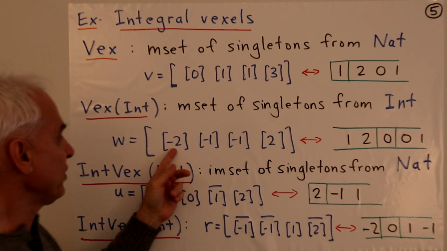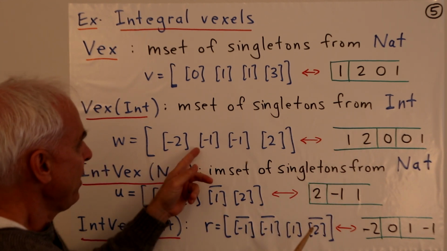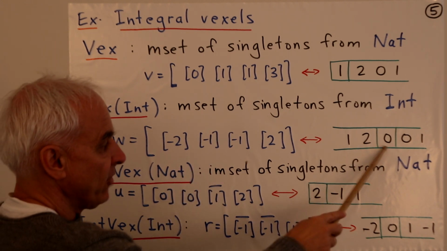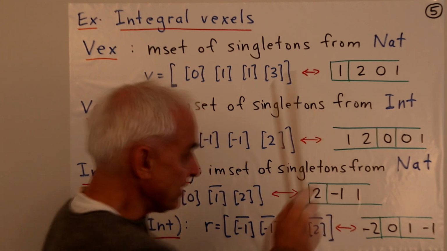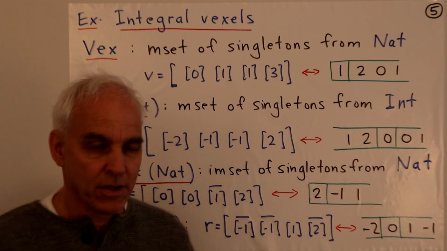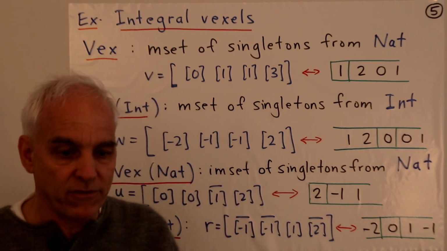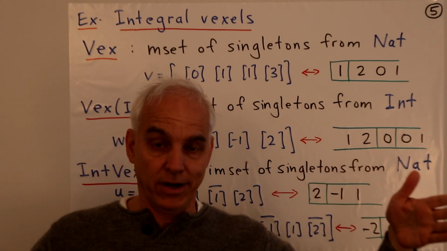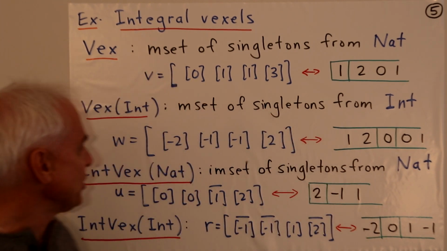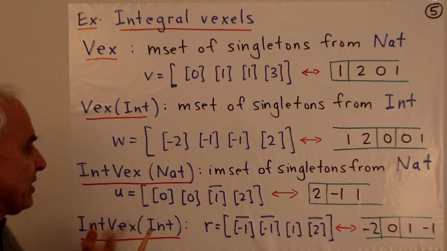So here we have a singleton minus 2. There's one of them, so we put a 1 in the minus 2 spot. There's 2 minus 1 singletons, so we put a 2 in the minus 1 spot. There's 0, 0 singletons, so this special box has a 0. There's 0, 1 singletons, and there's a single 2 singleton. So we've used integers here crucially in extending our vexel or vector point of view from a one-sided story to a two-sided story. That was important. And now we're going another step up, okay? So now we want to consider integer vexels or integral vexels, and let's do that in 2 stages.